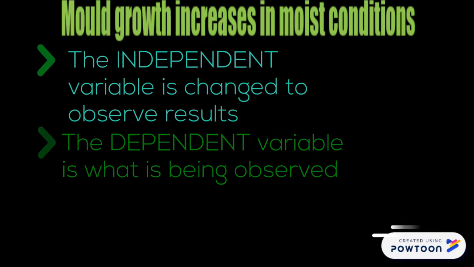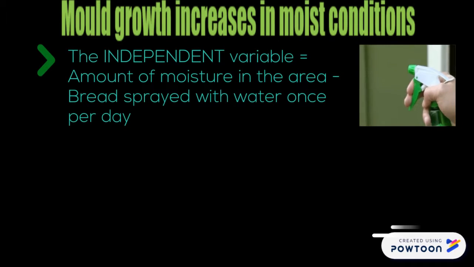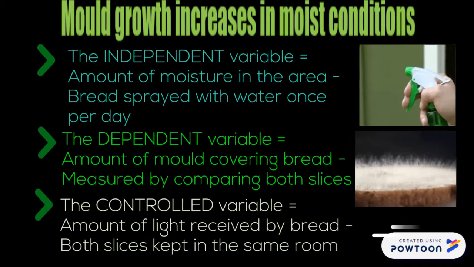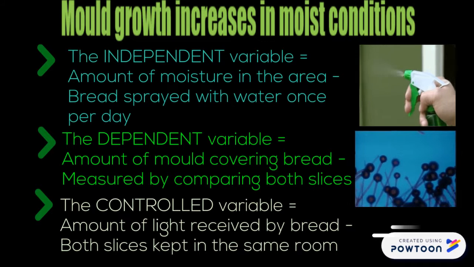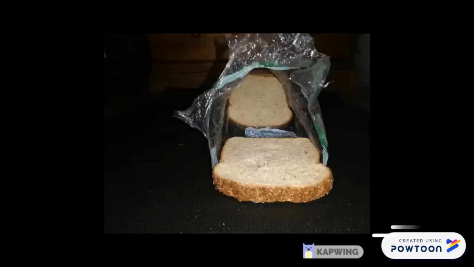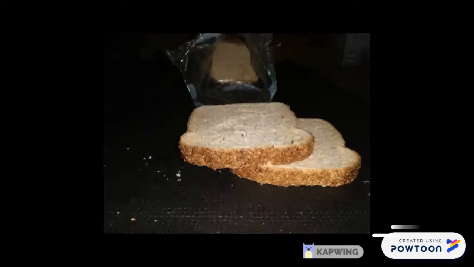Next, we will identify our independent, our dependent, and our controlled variables. For our test, our independent variable will be the amount of moisture in the area. The dependent variable will be the amount of bread covered by mould, and our controlled variable will be the amount of light each slice of bread receives. Let's have a look at the spread of mould on 2 slices of bread over a 2-week period.